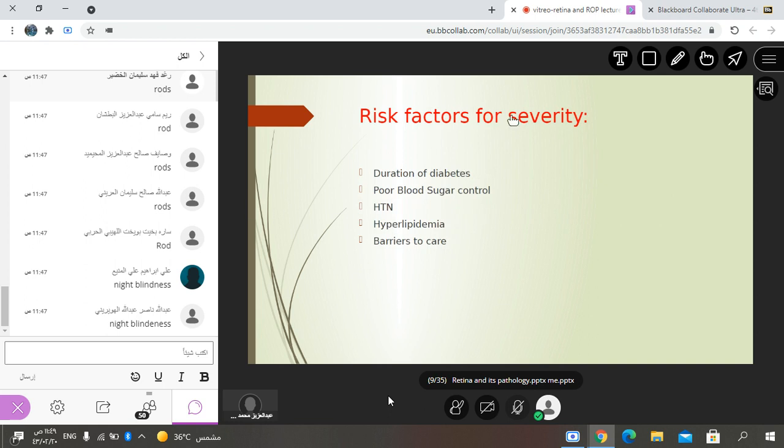Risk factors for the severity of diabetic retinopathy include the duration, which is the most important factor, followed by poor blood sugar control, followed by coexisting disease. Coexisting disease like what? Like hypertension, dyslipidemia, anemia, pulmonary disease, anything that is related to poor oxygen level in the body, as well as barrier to care, which is deficiency in the screening protocol.